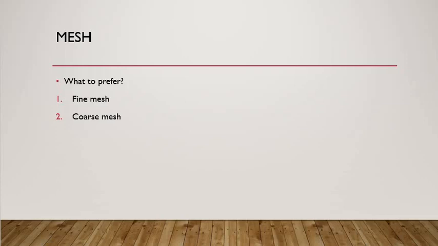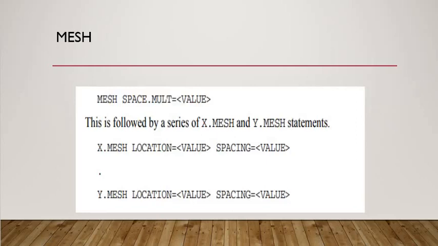So after telling you about fine mesh and coarse mesh, I will show you the simulation part, how to do the coding part in the simulation. Most of you are familiar already, but some beginners may require this explanation, so I will explain. It is mesh space.mult. It is a multiplication factor, and by default it is 1. Why it is required, I will show you also, like what happens if you make it less than 1 and what happens if you make it greater than 1.